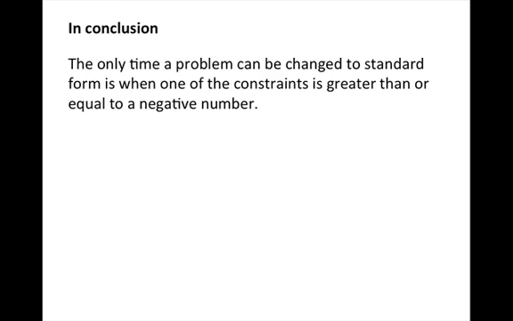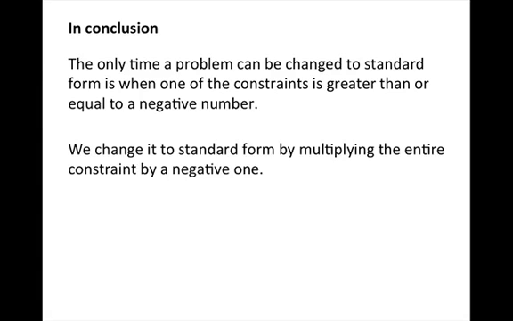So to sum this up, the only time a problem can be changed to standard form is when one of the constraints is greater than or equal to a negative number, because multiplying by -1 changes the inequality to a less than, and it changes that negative number to a positive. And as I said, we always change this to standard form by multiplying the entire constraint by -1.